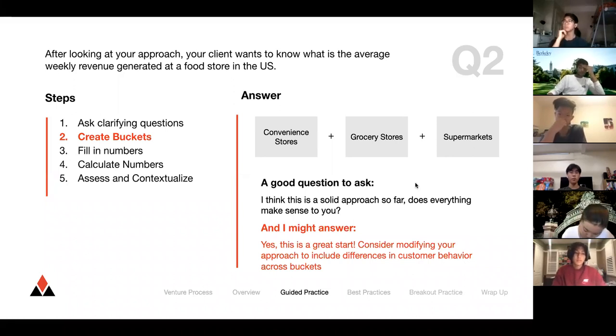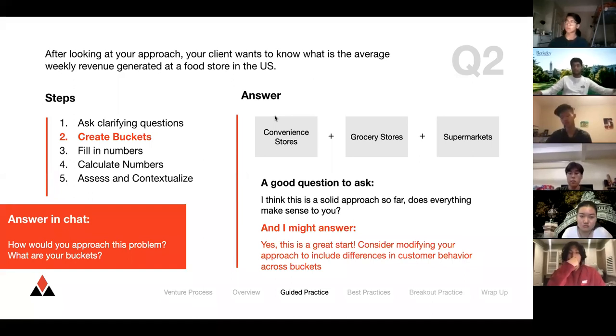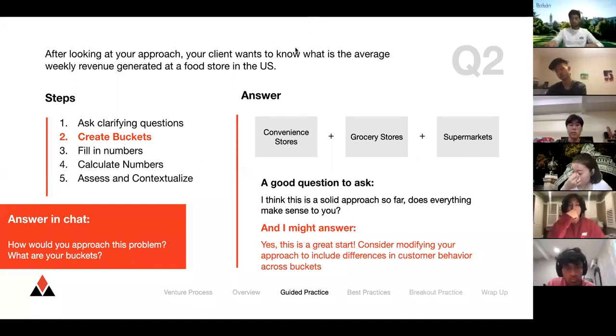So I'm going to also turn this towards all of you for a second and think about how might you approach this problem, right? You have this really ambiguous prompt, but how can you break it down and bucket it? So take a minute to think and drop your suggestions in the chat. I'm excited to see what we have in here. Yeah, and just to clarify, think about how you would break down this problem for different types of food store. No wrong answers also.